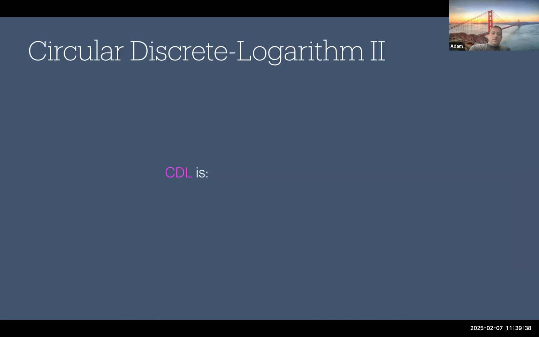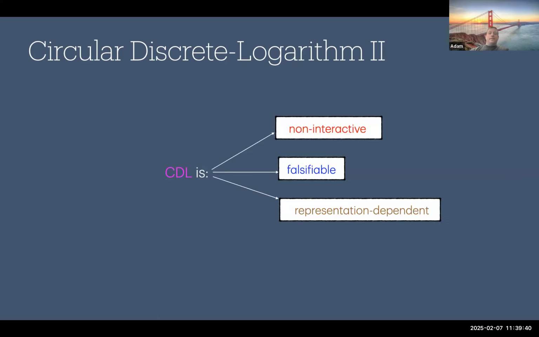So CDL, you can just check that it's not interactive, it's falsifiable, and it's representation dependent. Doesn't the representation matter for the value X as well? Little x? No, that's just ZP, right? So ZP stays like that. It's just the integers mod P.